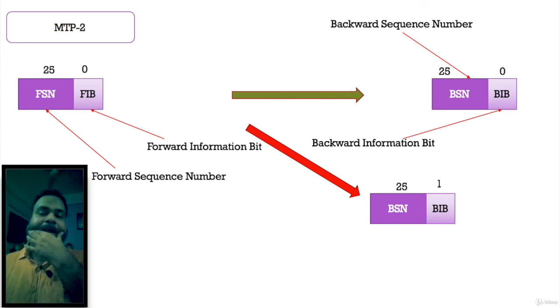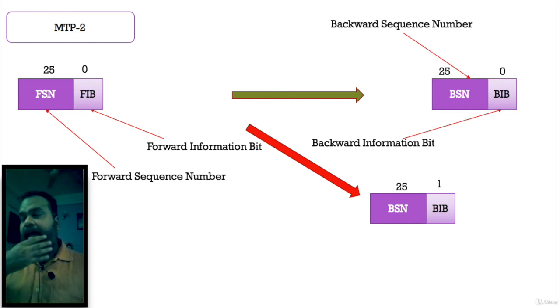So overall, the mechanism is that after sending the packet, the transmitter side will maintain a buffer, and in that buffer, it will keep all the packets along with their FSN numbers and FIBs. When it receives the positive acknowledgement, it will just remove those packets. And when it receives the negative acknowledgement, it will retransmit till it receives the positive acknowledgement. This is the basic error correction mechanism that is used in the MTP2 layer.